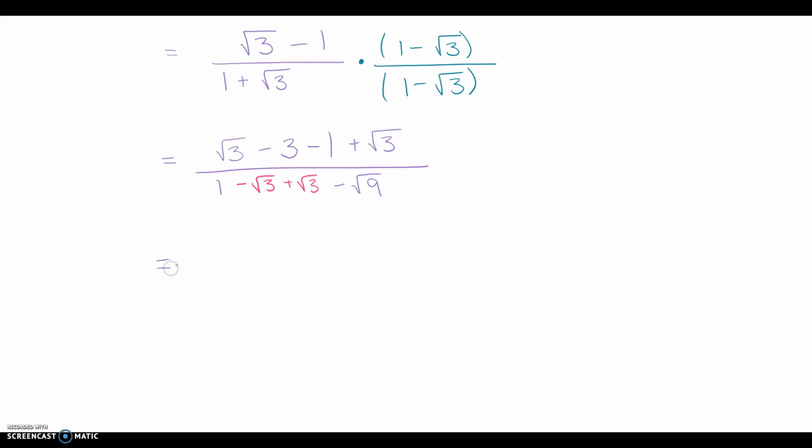Anyways, at this point, I'm going to combine like terms and simplify. In my numerator, I've got negative 4 and 2 root 3. Remember, adding radicals is like adding x's. And then I'm going to have 1, I guess I'll show it, 1 minus 3.